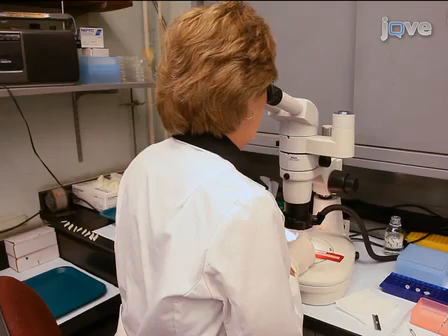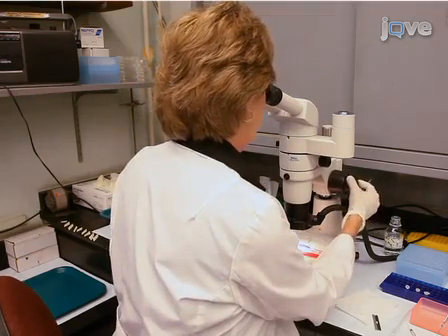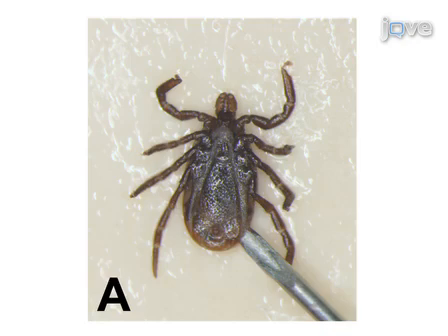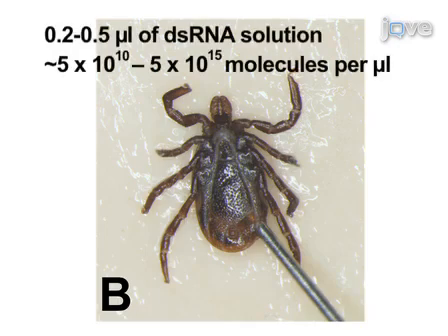To inject the tick, pierce a hole in the lower right quadrant of the ventral surface of the exoskeleton using a monoject insulin syringe fitted with a 29-gauge half-inch needle. Next, immediately inject the ticks with 0.2 to 0.5 microliters of double-stranded RNA solution using a custom-made Hamilton syringe and a 33-gauge 1-inch needle with a 45-degree beveled point.